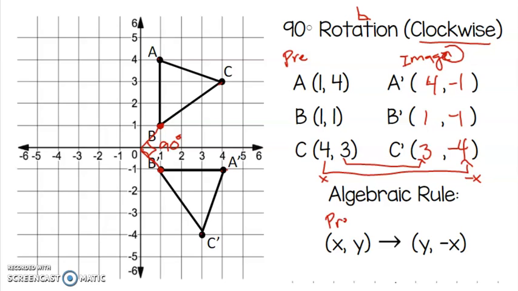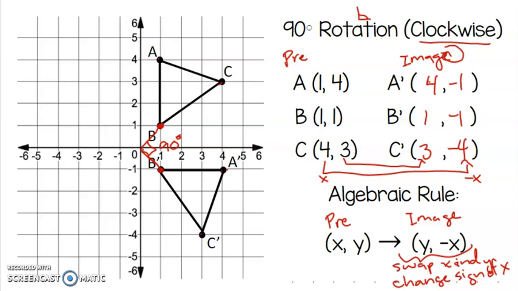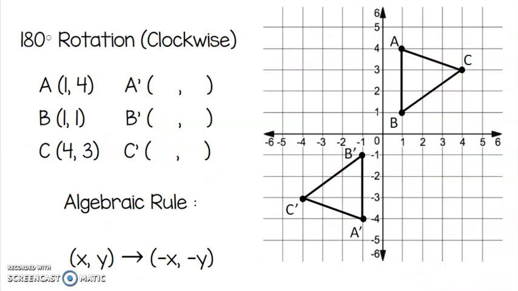So we have our pre-image to our image. And what this means is just swap x and y and change the sign of x. Okay, that's what that means. It doesn't mean that it ends up negative. It just means swap the sign, change the sign. So they swap locations, change the sign of x.